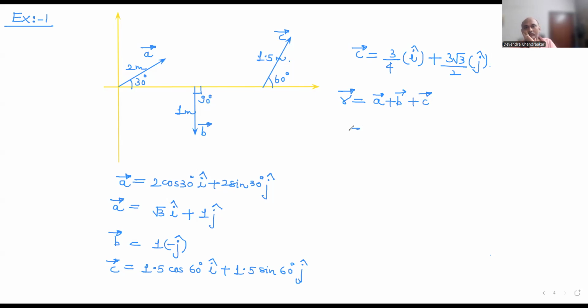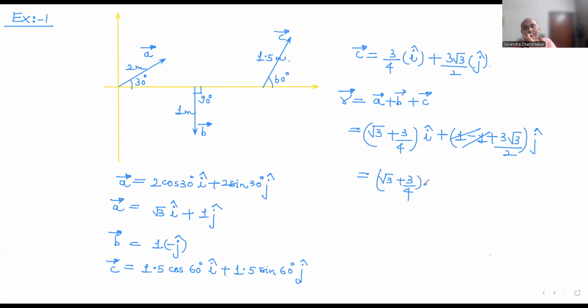Okay. So this is root 3 plus 3 by 4 i cap. I am segregating the x and y components. Plus this 1j and minus 1j will cancel each other. So 1 minus 1 plus 3 root 3 by 2 j cap. So these will cancel each other. So the final result is root 3 plus 3 by 4 i cap plus 3 root 3 by 2 j cap. I hope all of you understood this.